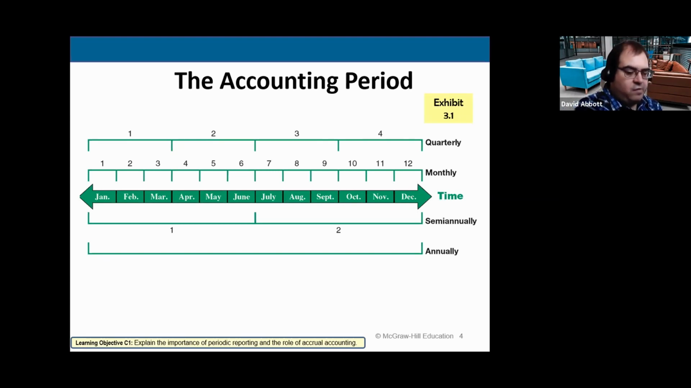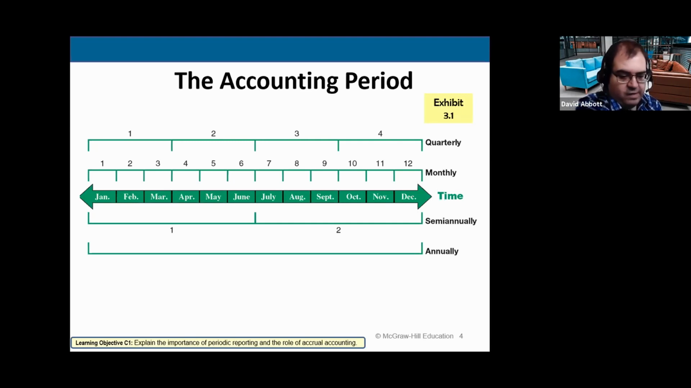A lot of small businesses will report things on a monthly basis. You have semi-annually, which would be a 6-month period, and then of course annually. And one thing to note is a lot of times businesses won't necessarily go from January to December. For example, at Merced College, we have a fiscal year, and it probably starts in July. So it's July to June, because that follows our academic year. So there are different ways that businesses report their information.